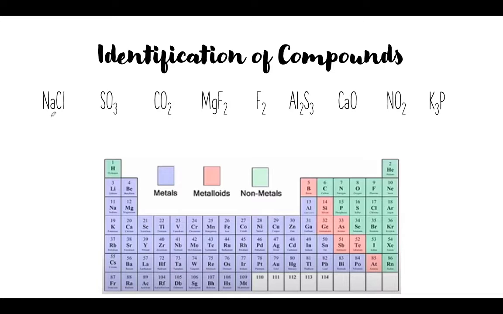So the ones that are ionic, I'm going to identify with an I. NaCl, ionic. MgF2 is ionic. Al2S3 is ionic. CaO is ionic. And K3P is ionic as well. Please make sure that you're familiar with that, and don't worry if it's taking you a while to find the element on the periodic table. The more practice you do, the more you work with your periodic table, the more familiar you will be with where each of those elements are. So all of the remaining compounds are molecular compounds.